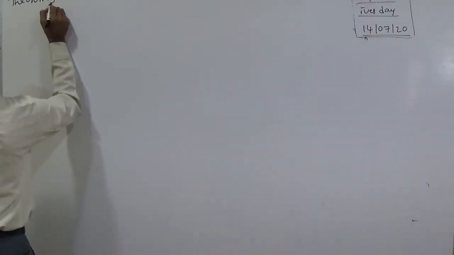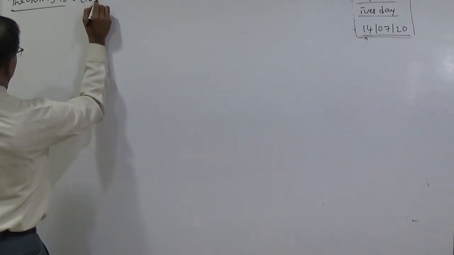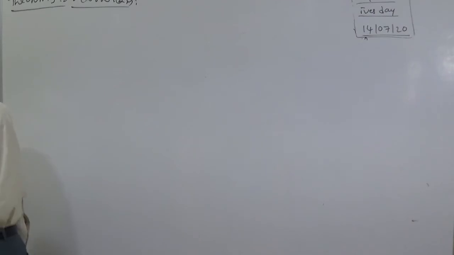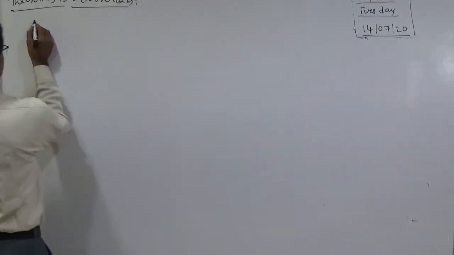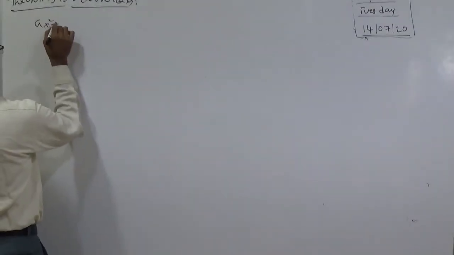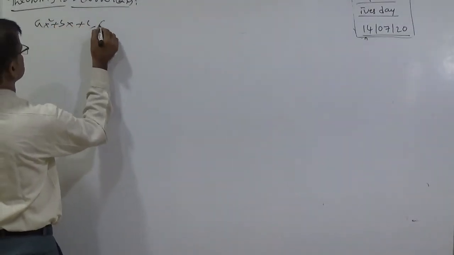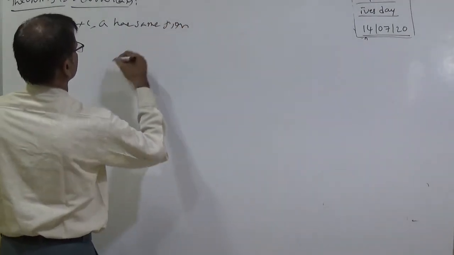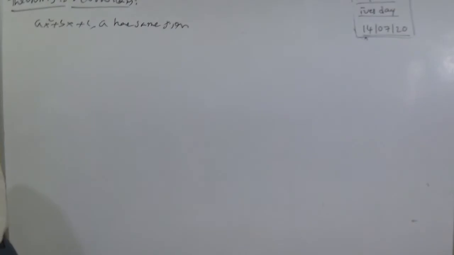Corollary of the theorem, given as x is equal to minus b by 2a. Theorem 3.2.2. I am writing the corollary. Students, you write the statement: ax square plus bx plus c and a have the same sign for all real x.